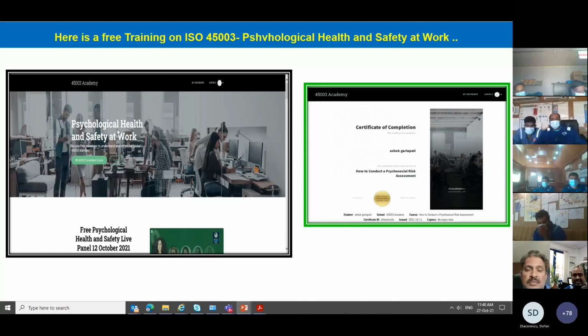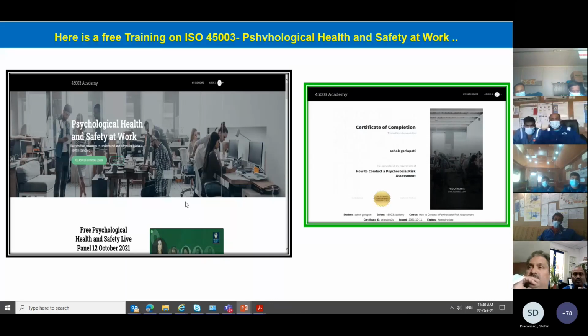And this particular standard, what are the components? There are about 7 or 8 modules. This is a free training available on ISO 45003.org. It's a free standard of about 7 to 8 modules and about 1.5 hours duration. Every module has got a quiz. Once you pass the quiz, you go to the second module. Once you complete all the modules, you will get the certificate of completion.